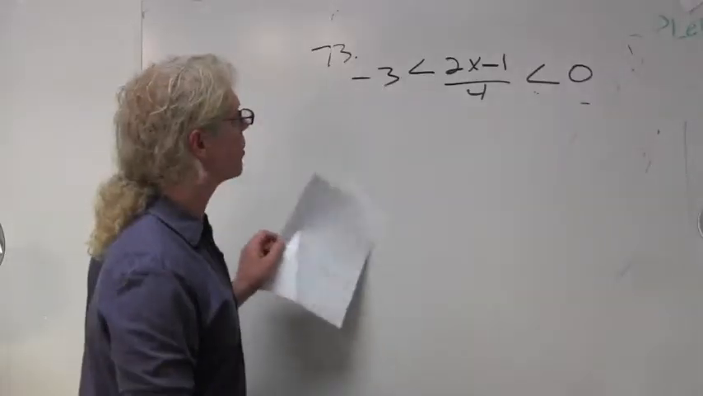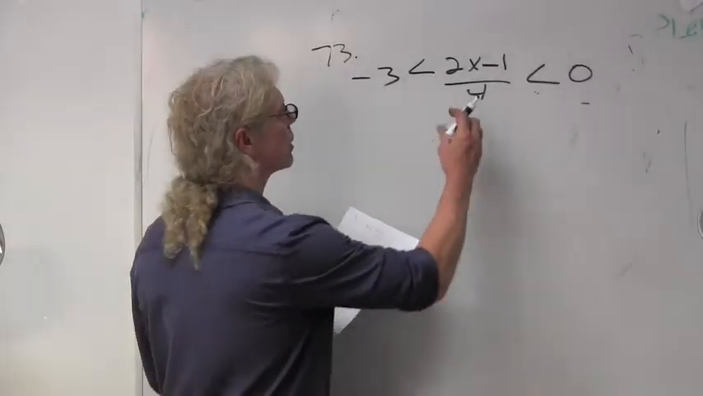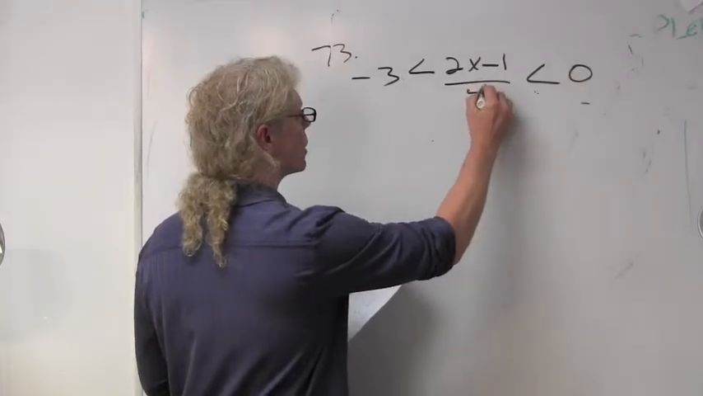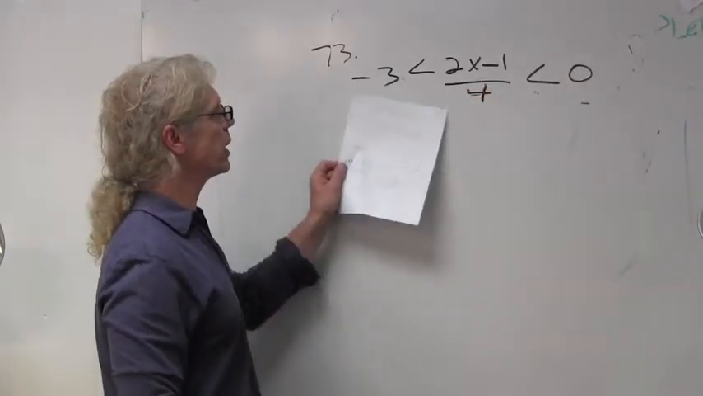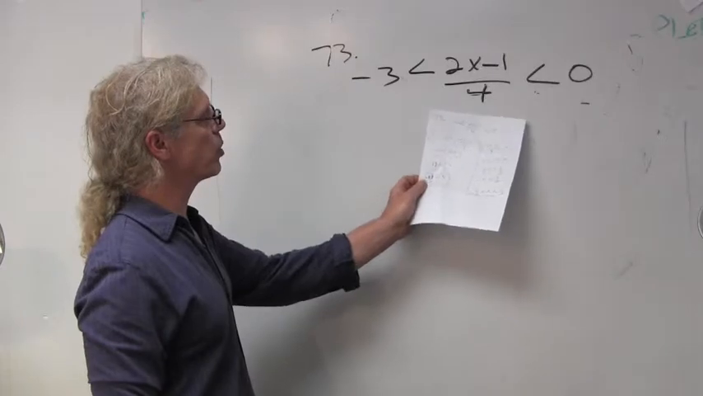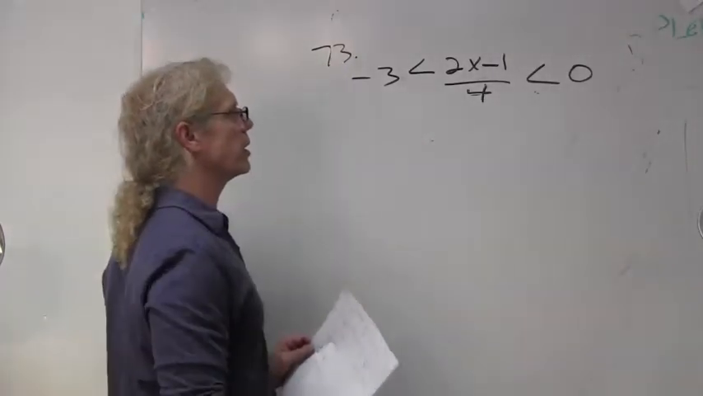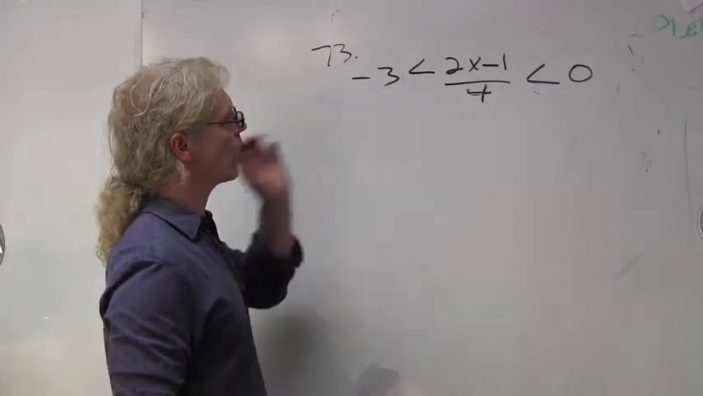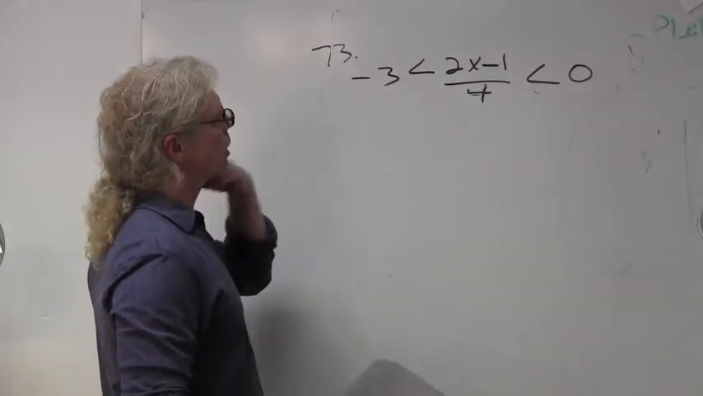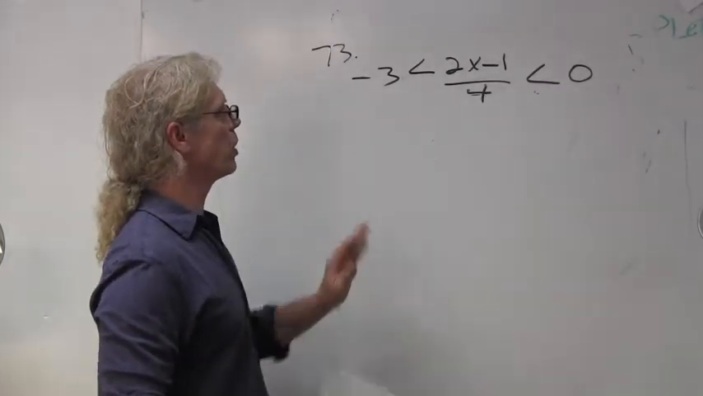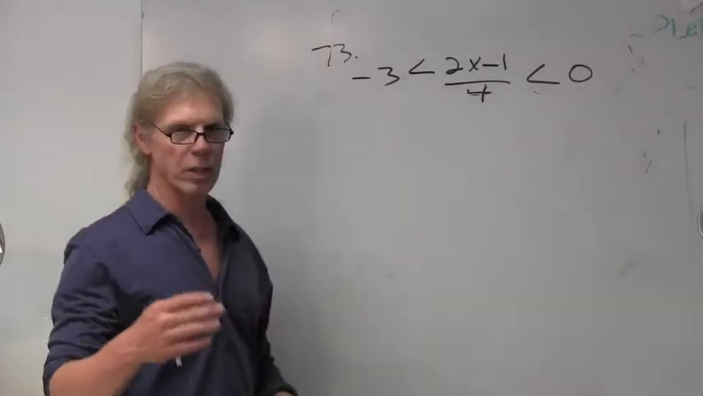Okay, here we have number 73, which is -3 is less than (2x minus 1)/4, which is less than 0. Again, simple. Use your steps. Do not be intimidated by fractions, by more than one inequality. We just take one step at a time.